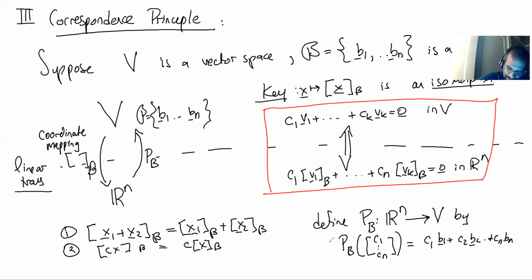Okay, somebody asked, why did I write this as PB? The book writes it that way, and I want to be consistent with the book. So really the relationship is that PB inverse is the same as the coordinate mapping. I'm just calling it PB because the book calls it that.